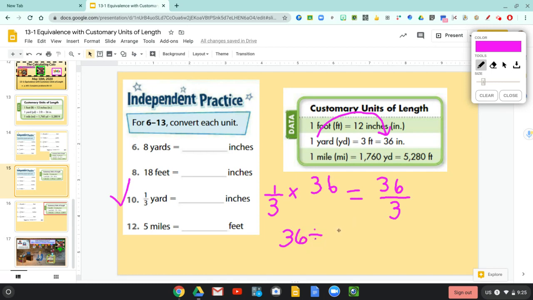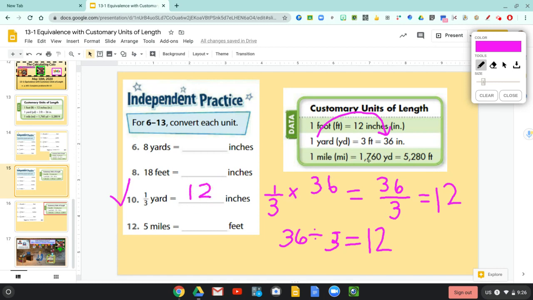And this is one of our basic facts up to the 12. So 36 divided by 3. Sorry, that's a little messed up there. But 36 divided by 3 equals anybody? You got it. It is 12, because 12 times 3 is 36. So 36 divided by 3 is 12. So for number 10, the answer is 12. So 1/3 yard is 12 inches.